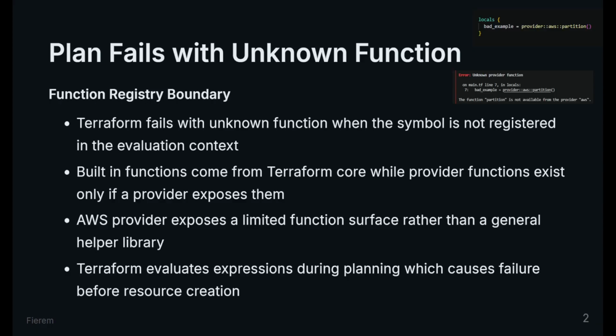Terraform fails with an unknown function error when the function name is not registered in the evaluation context. Built-in functions are available from Terraform core, but provider-defined functions are only available when the provider exposes them. The AWS provider does not expose arbitrary helper functions such as partition or DNS suffix lookups.